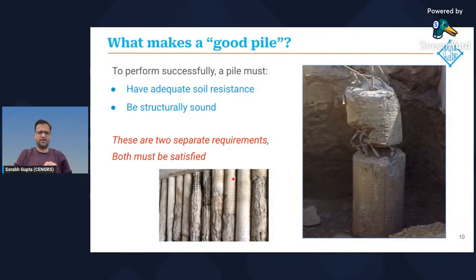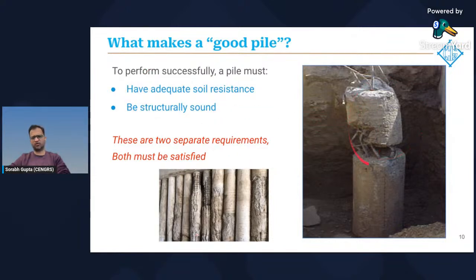What makes a good pile? To perform successfully, a pile has to tick two boxes. A, you must have adequate soil resistance, which is the geotechnical capacity of the pile. At the same time, the pile itself has to be structurally sound. These are separate requirements, and both need to be satisfied for the pile to perform as per the design. Otherwise, the pile might fail geotechnically or the pile might fail structurally. So we need both of these to work for proper performance.